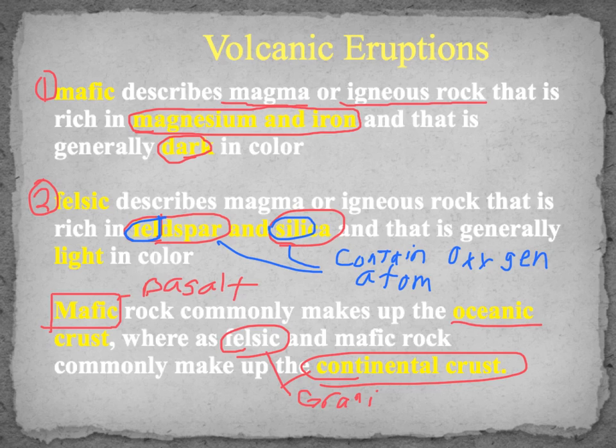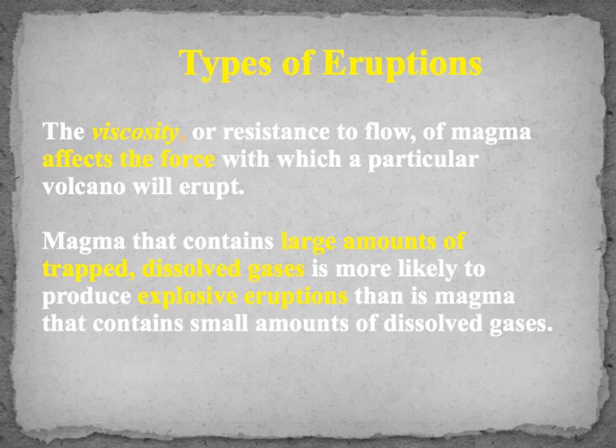And if you think about it, if you look at a piece of granite, there's light specks and dark specks. So the light specks come from felsic areas, or felsic magma. The dark specks come from mafic magma. So because of these two types of magma, we end up with different types of eruptions.